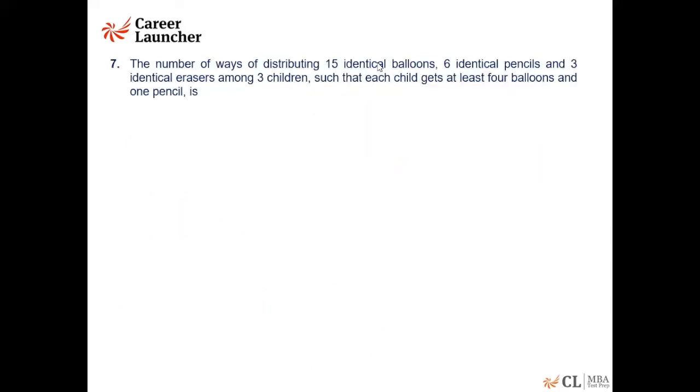The number of ways of distributing 15 identical balloons, 6 identical pencils, and 3 identical erasers among 3 children such that each child gets at least 4 balloons and 1 pencil is. So this kind of question is reappearing after a long time. So if we take balloons, pencils, and erasers, these are all identical, and there are 3 children, so we have 15 of this, 6 of this, and 3 of this.